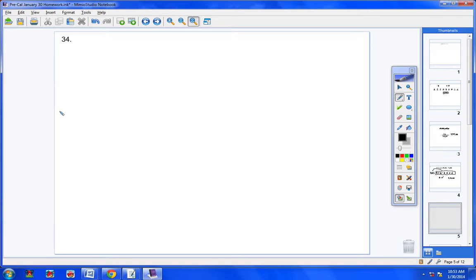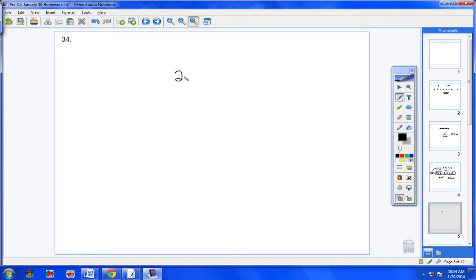Okay, number 34. A professor is going to grade her 24 students on a curve. She will give 3 A's, 5 B's, 9 C's, 4 D's, and 3 F's. In how many ways can she do this? Now, I think this problem is poorly written, because when it says in how many ways can she do this, I'm not sure exactly what they're asking for, how many different ways the A's and B's can be arranged, or the students, or whatever. But I'm going to go ahead and just address the problem.